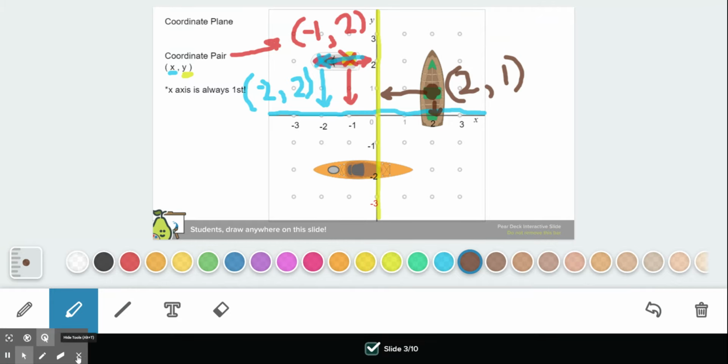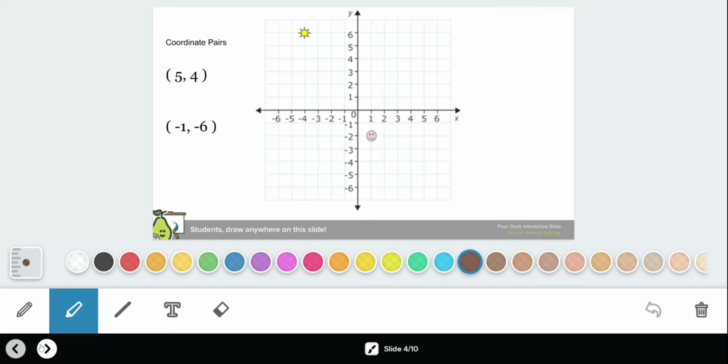So then we're going to look at this next slide. You can see once again we have 2 coordinate pairs listed, and then we also have 2 shapes. We have a smiley face and we have a star. So let's maybe start. We're going to make these points, this coordinate pair, purple. So we know that this is the x value because x comes first, and then we have the y value. So on x, we're going to go to 5.